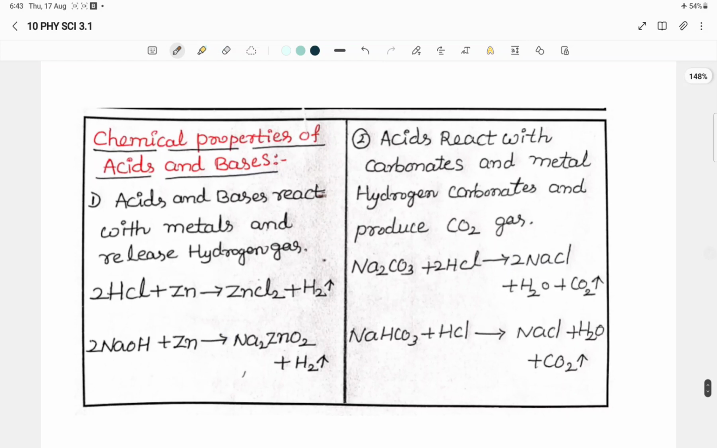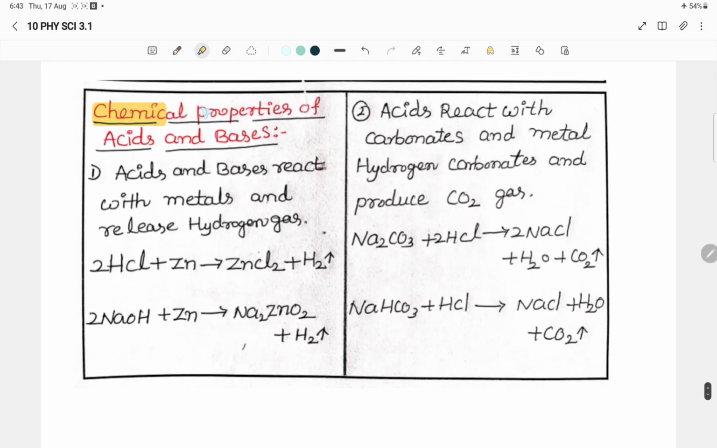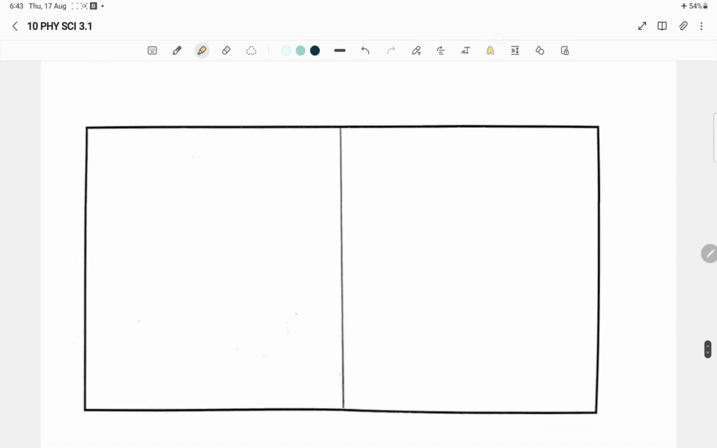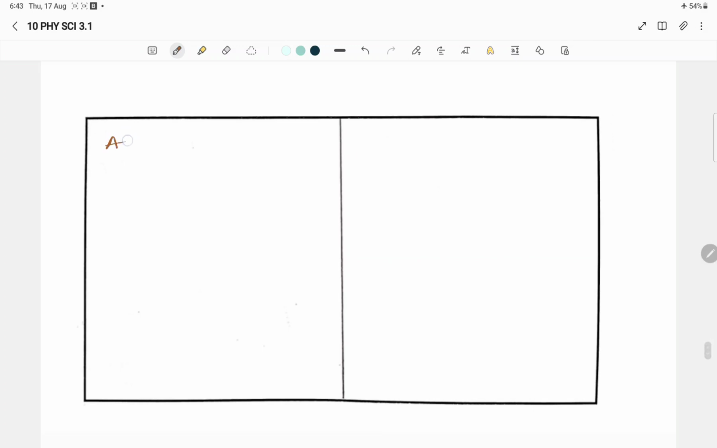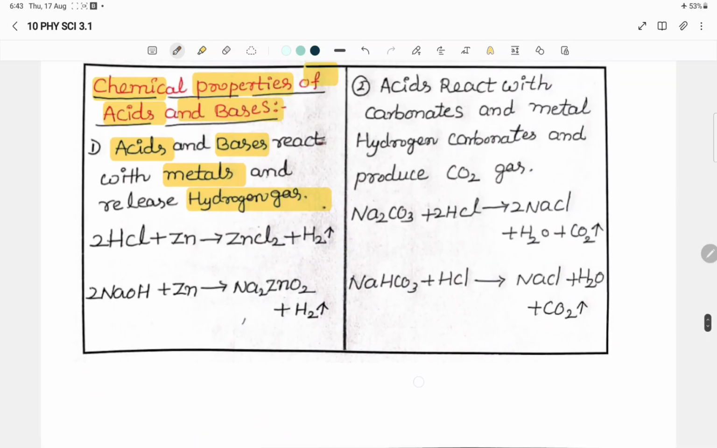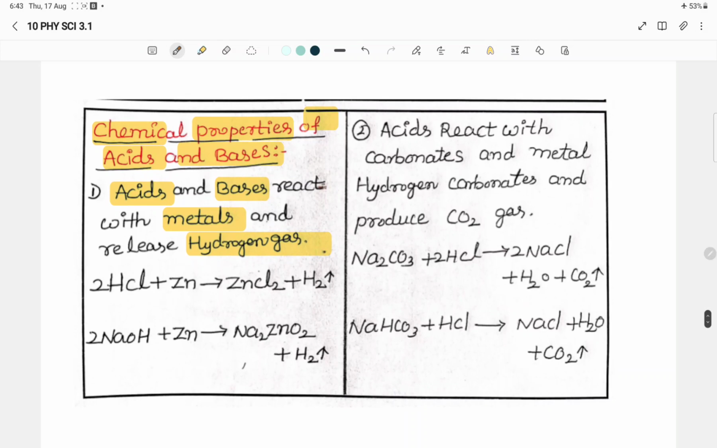Next, chemical properties of acids and bases. First reaction: acids and bases react with metals and give hydrogen gas. Acids, bases both. Acid plus metal, hydrogen gas will be released. Base plus metal, also hydrogen gas will be released in both cases.